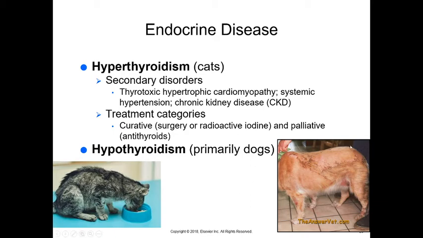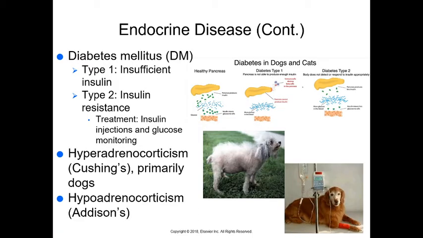So we get this balding, rough-coated, overweight dog, and a lot of times these are retrievers. This is very genetic, and we don't know why the thyroid stops functioning in these dogs, but for some reason that thyroid gland is kind of turned off. A couple more endocrine diseases.